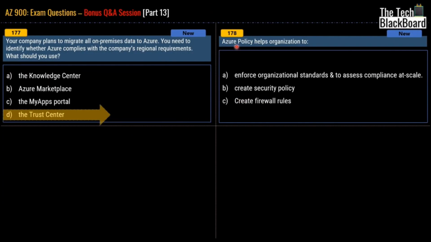Moving on with question number 178. This one says that Azure Policy helps organizations to enforce organizational standards and to assess compliance at scale, or does it help you to create security policy, or does it help you to create firewall rules?